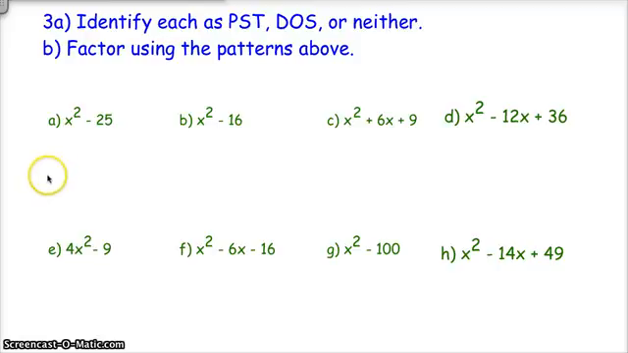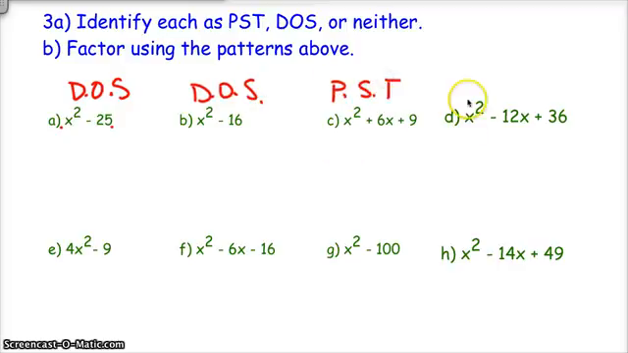All right, identify each as either a perfect square trinomial, difference of squares, or neither. Then you're going to factor. This is a difference of squares. I see two perfect squares with a minus in between. Difference of squares. Perfect square trinomial. This one will also be a perfect square trinomial. All right, let's go ahead and factor these.